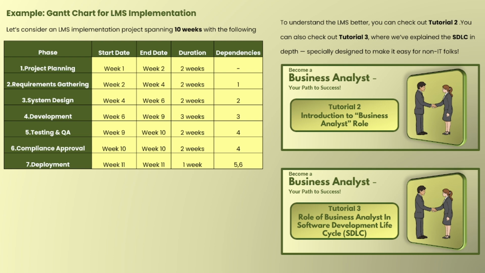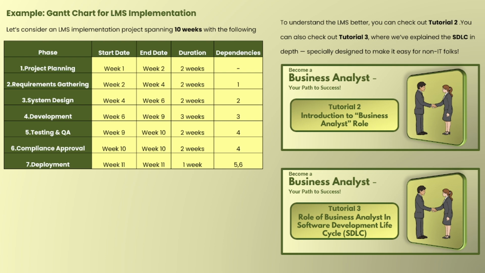Then phase 2, requirement gathering, week 2 to 4, duration 2, and the dependency count has increased to 1. It means it depends upon something. Let's see what exactly it is. The BA team gathers functional and non-functional requirements, conducts stakeholder interviews and workshops, and uses techniques like brainstorming or document analysis. But remember one thing, you know what requirement gathering is. Here I am not interested in explaining that. I am explaining the context of this in the Gantt chart.